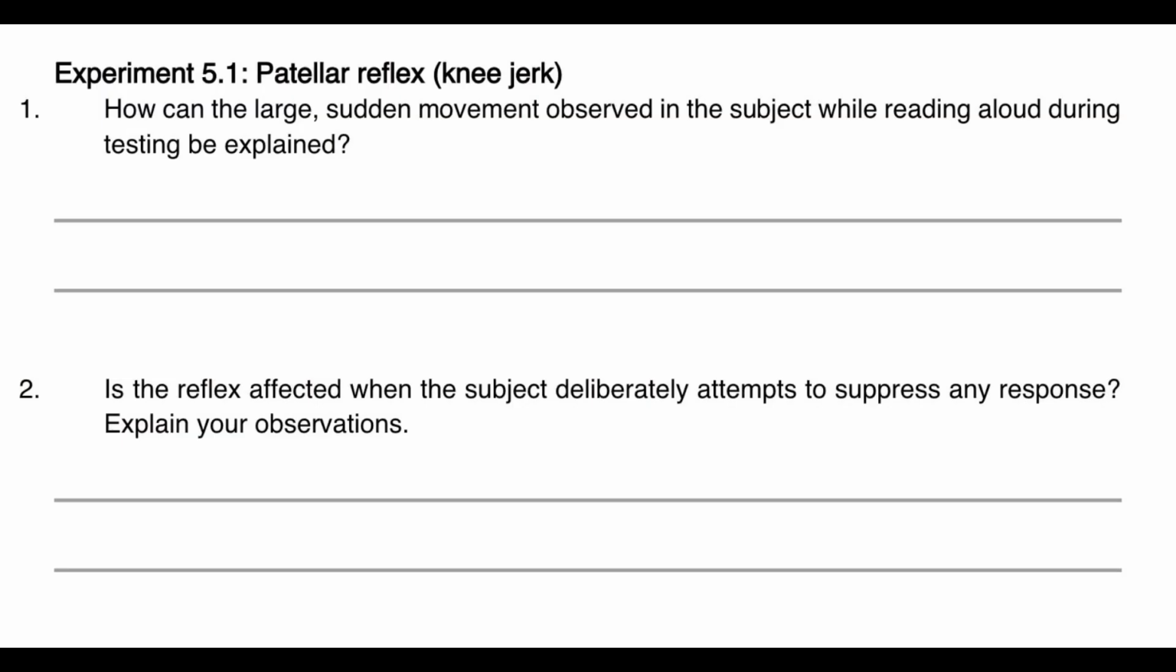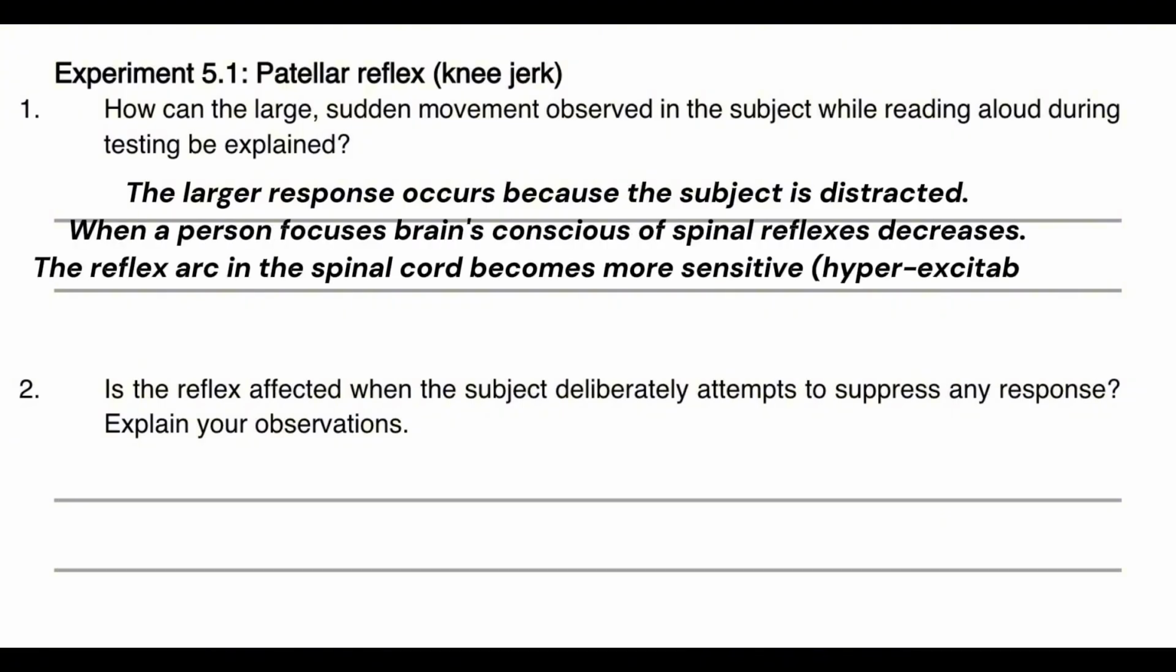Question 1. How can the larger sudden movement observed while reading aloud during testing be explained? The larger response occurs because the subject is distracted. When a person focuses, the brain's conscious control over spinal reflexes increases. When distracted, the reflex arc in the spinal cord becomes more sensitive, which is hyperexcitable, resulting in a more dramatic knee jerk.